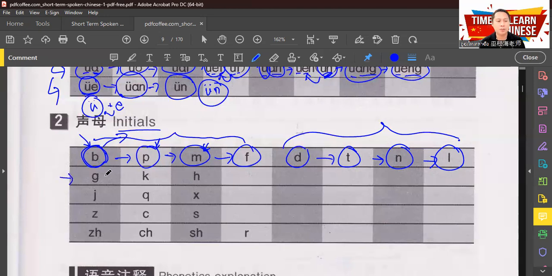For the next part, we will start from G. G is g. For Chinese, we will call g. Okay. Next one, K. K is k. Okay. Next one, H. H is h. Okay, we will repeat again. Start from B. More.